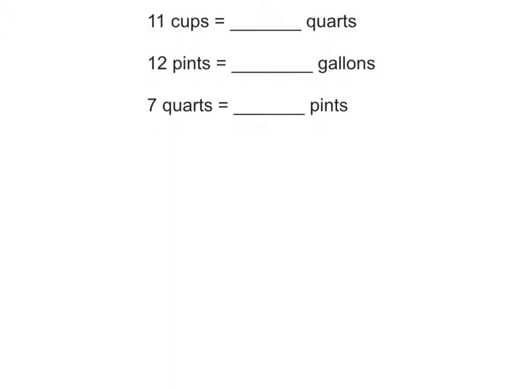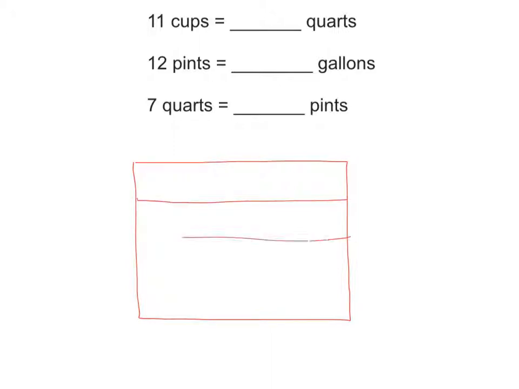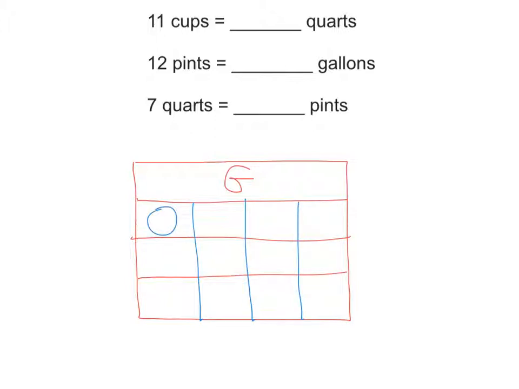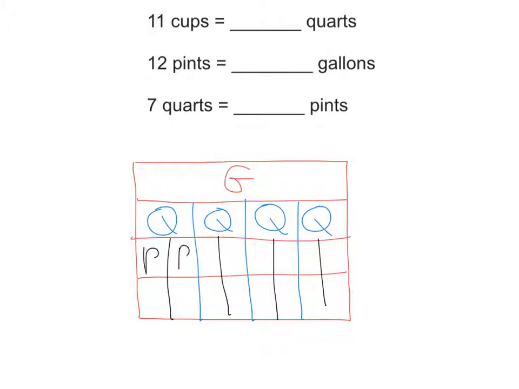Let's try a few more examples. Once again, I'm going to go ahead and draw a gallon man. So my rectangle, 4 rows. This is a whole gallon. 4 quarters in a dollar, so 4 quarts are in a gallon. I'm going to split in half and create 8 pints. And the last row, I need 16 cups.